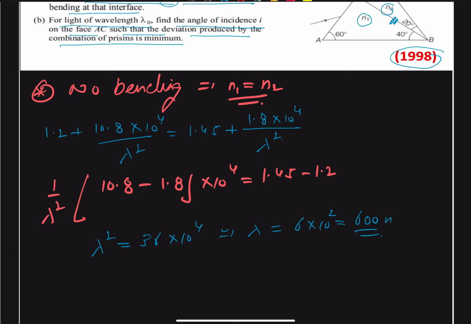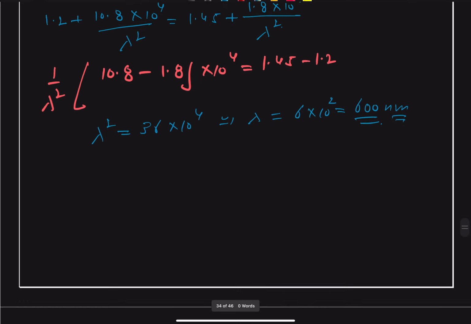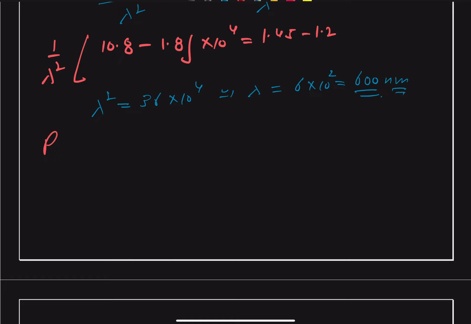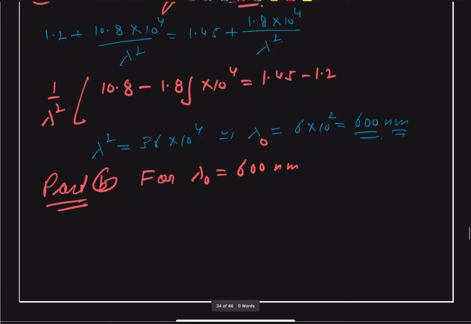Wavelength is given in nanometers. Then we have to find the minimum deviation. So we have part B, and now the wavelength is our lambda naught. That was asked. So we can say for lambda naught equal to 600 nanometer, we can complete the figure.